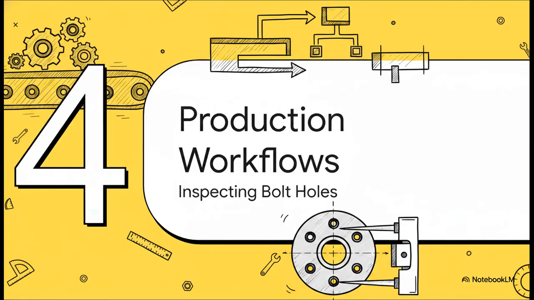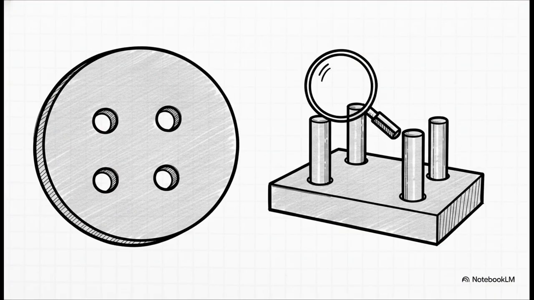Part 4. Production workflows and examples. Let's inspect a bolt hole pattern. Let's ground this in a real-world manufacturing workflow so we can see this exact process play out. Imagine we're checking a 15mm bolt hole pattern.